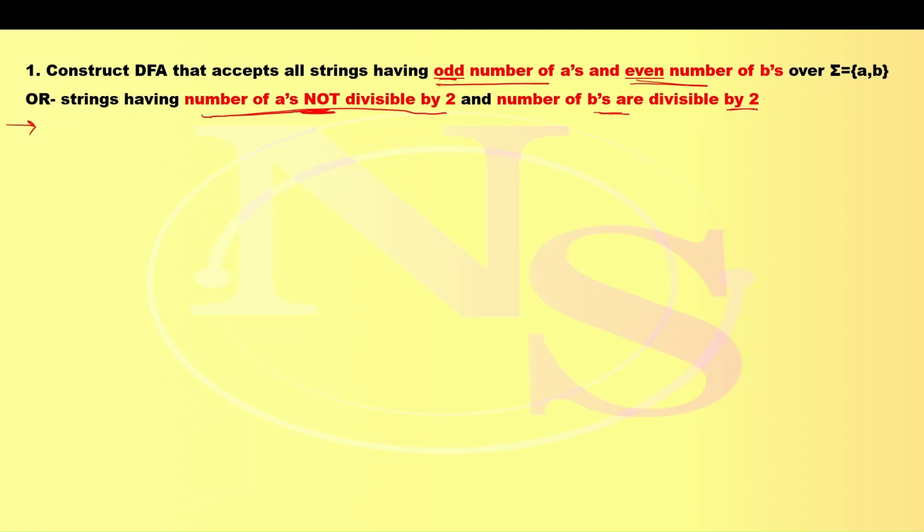As I have explained in my previous video, the answer to this question can be divided into two sub-problems. The first sub-problem will be for odd number of A's. Another sub-problem will be for even number of B's. In my previous videos, I have explained how to design a DFA for odd number of A's. Also, in one of the videos, I have explained how to design a DFA for even number of A's that can be replicated for even number of B's. Here, I will directly write the DFA for odd number of A's and for even number of B's.